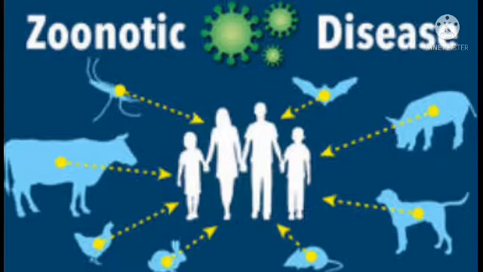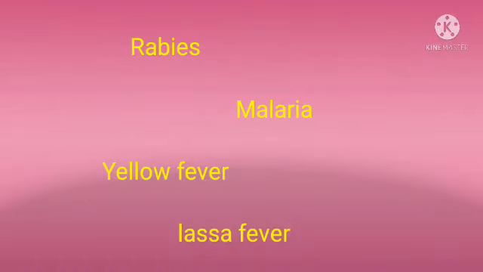Another group of diseases that can be spread are those spread through contact with animals, either through their bite or through their touch. Examples of such diseases are rabies, caused by bites from cats and dogs, malaria, caused by the bite of the female Anopheles mosquito, yellow fever, caused by the Aedes mosquito, and Lassa fever, caused by the bite of rats.